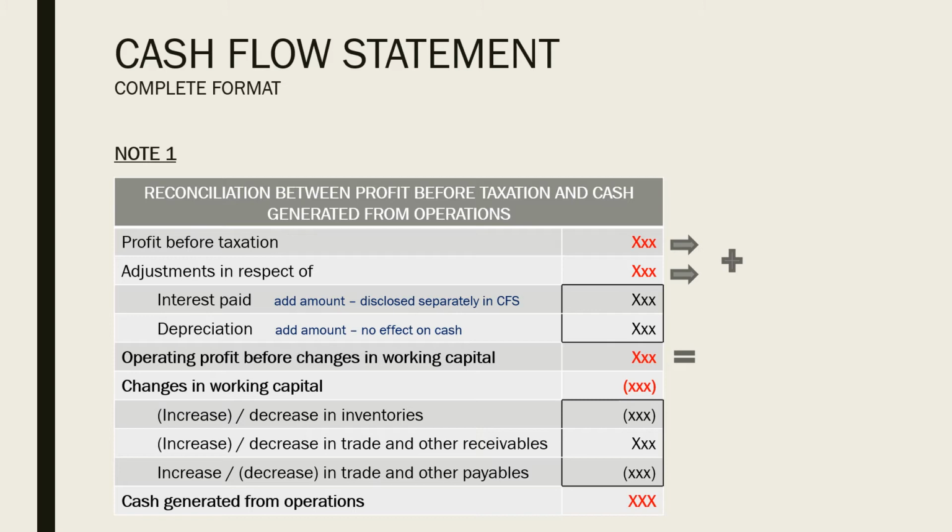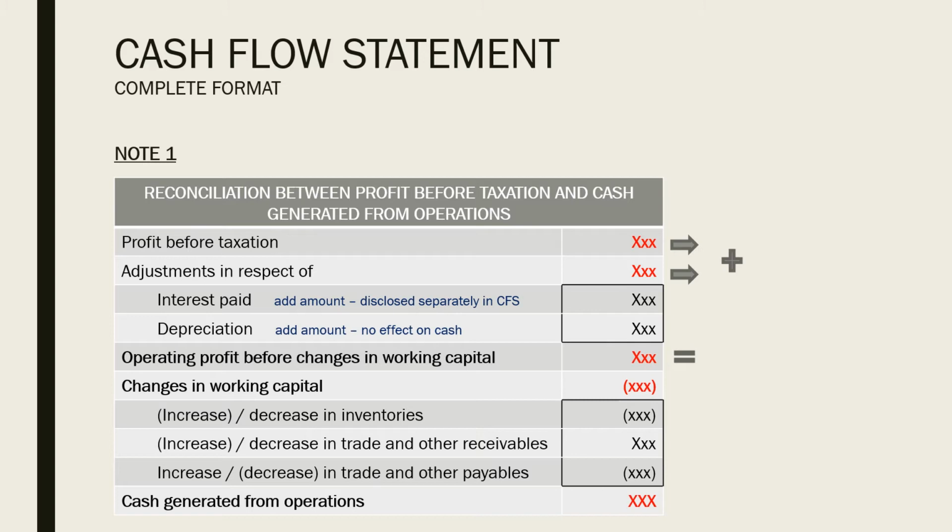Then when we calculate the changes in working capital, it can be either an increase or a decrease in inventory. You'll see it has its own note. We're going to talk about inventory. Then it can be an increase or a decrease in trade and other receivables, and an increase or a decrease in trade and other payables.